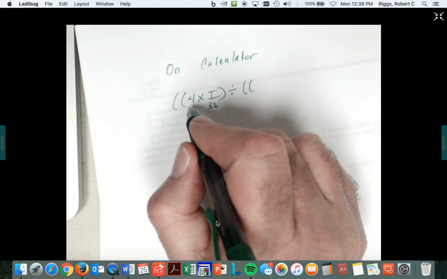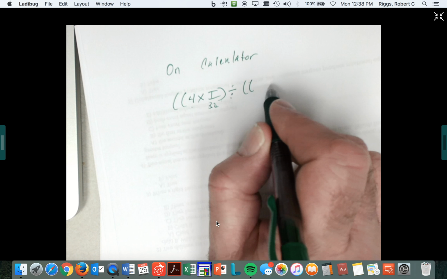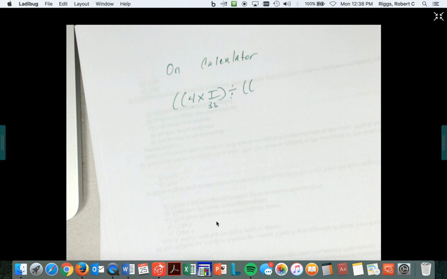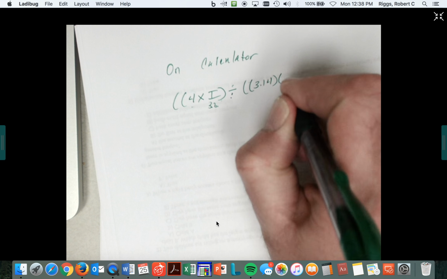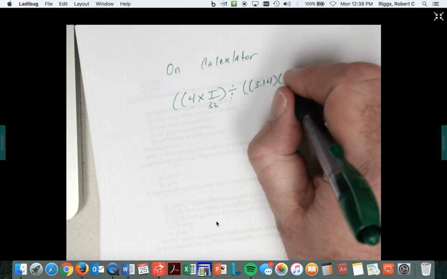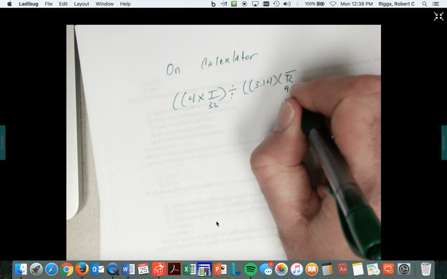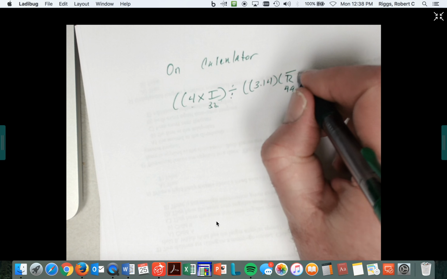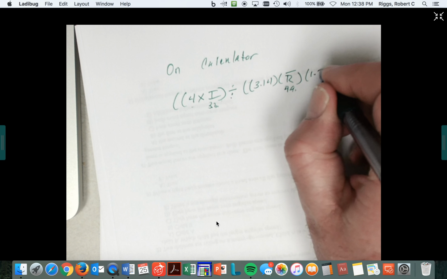Because this is putting this on top. This is our dividing line, and now we're going to put all these numbers that we're going to multiply out down here. So you go 3.14, or if you have a pi key, you can use it. Close the parentheses. Take your r bar that you calculated from 4a. Close that. And then put in your 1.29.